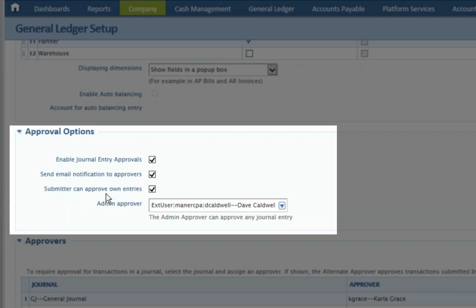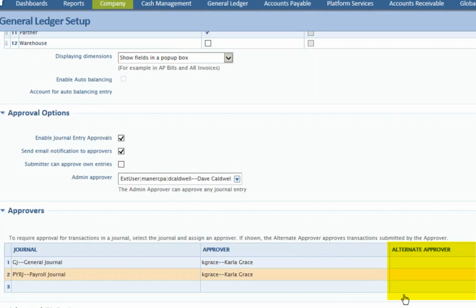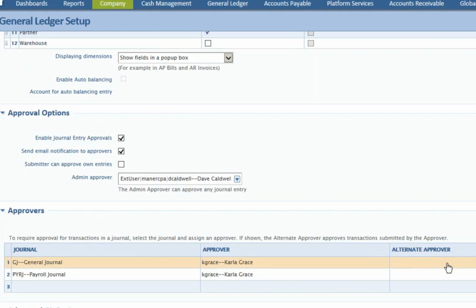And here we go. Submitter can approve their own entries. Now if I deselect that box, I want you to watch down here in the area that we're going to be coming to shortly to talk about who the approvers are and which journals we're going to require approval for. If I uncheck that box, you'll notice how the alternate approver comes up and opens up for us to define, in this case, who the alternate person would be for Carla Grace should Carla enter in her own transactions.